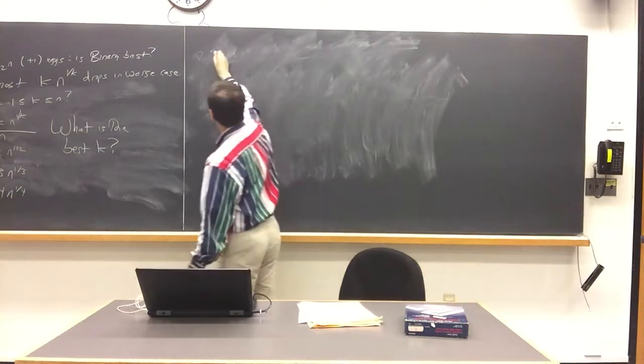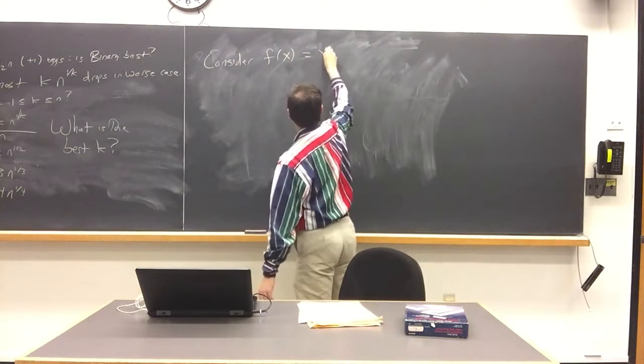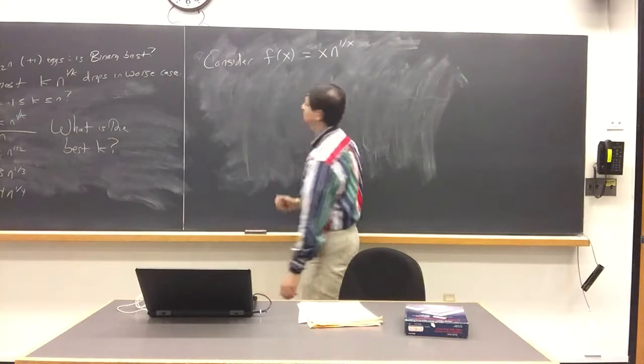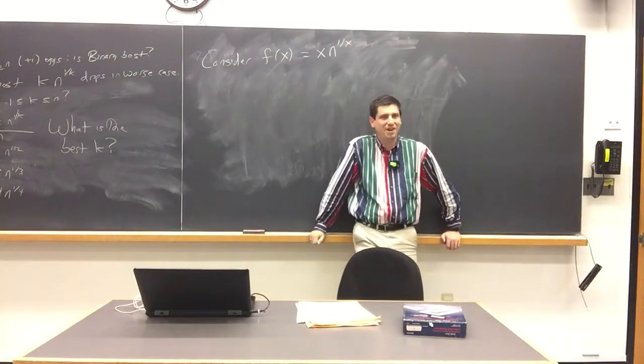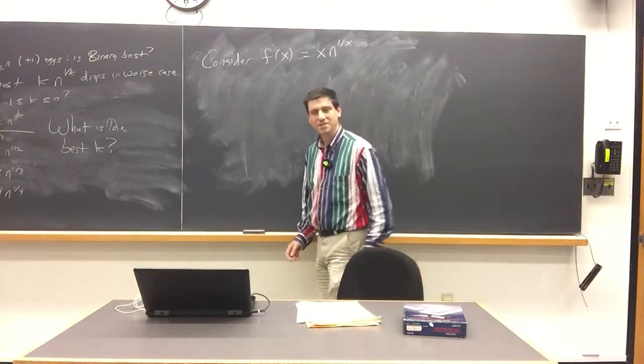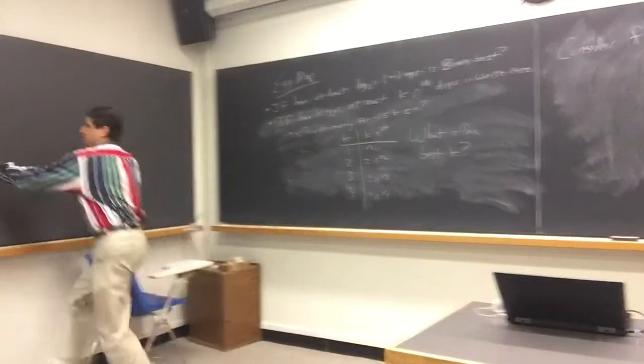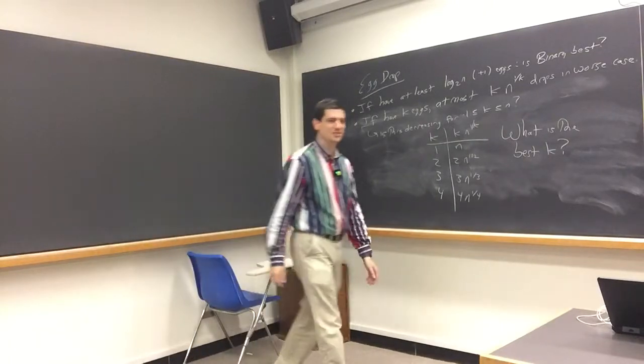So let's consider f of x is x n to the 1 over x. I want to find the best value. I want to find where this is smallest. So how would you find where this is smallest? What would you do? Derivative. And what else, please? Please tell me where I'm moving the fastest, okay? Okay, what did you forget to check?